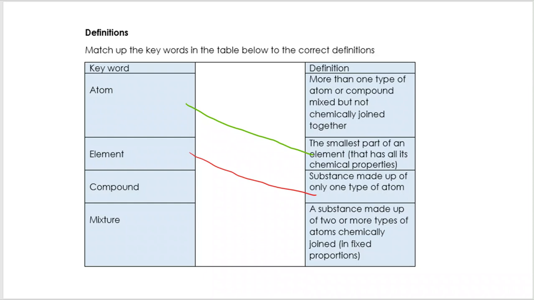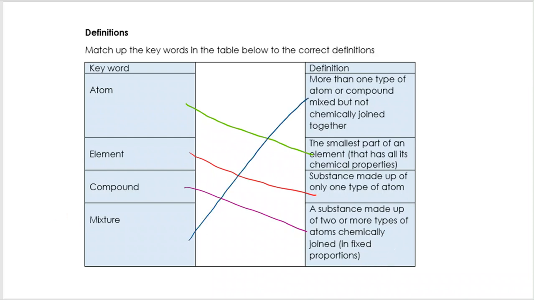There is a very important distinction to be made here. The compound is a substance made up of 2 or more types of atoms chemically joined in fixed proportions. Think about things like water. Water is H2O, 2 hydrogen atoms and 1 oxygen atom.